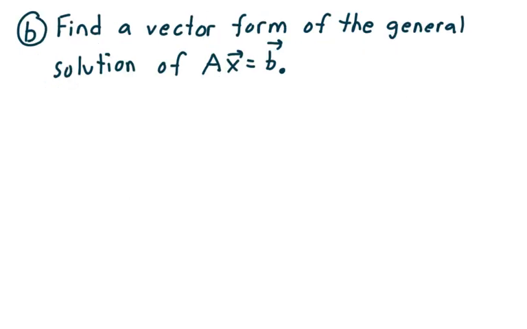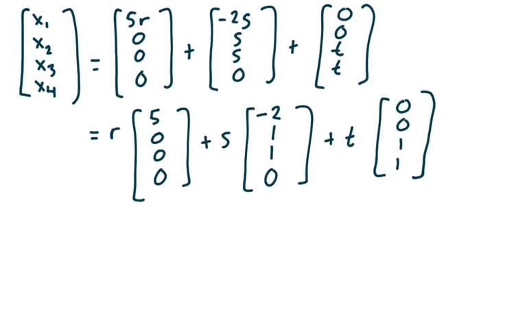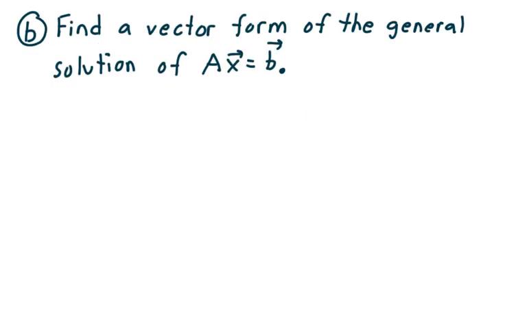Now, in part B, it says find a vector form of the general solution of AX equals B. So now we have a specific solution to AX equals B. We have a solution to AX equals 0. If we add them up, we get a solution to the non-homogeneous system AX equals B. And so here, I'll write it this way. So the general solution will look like the following.